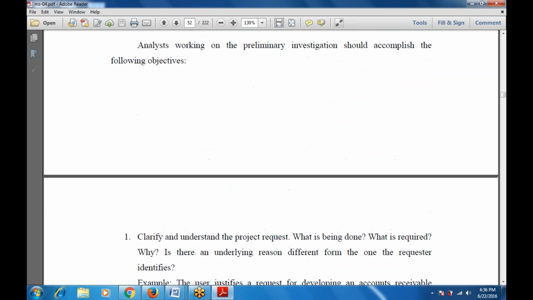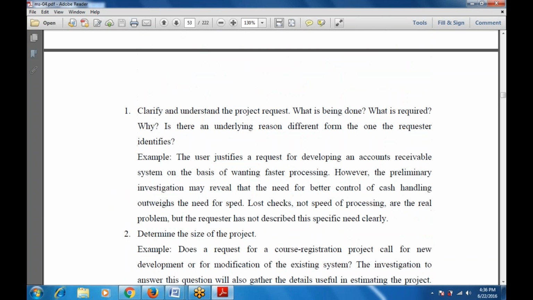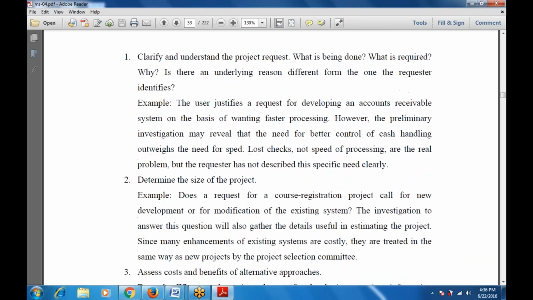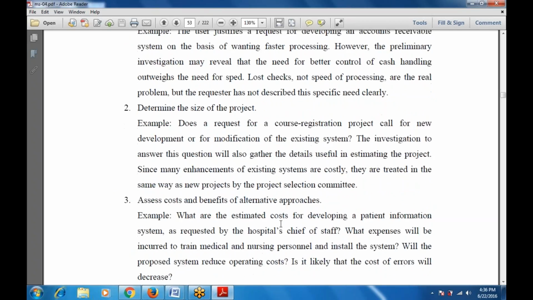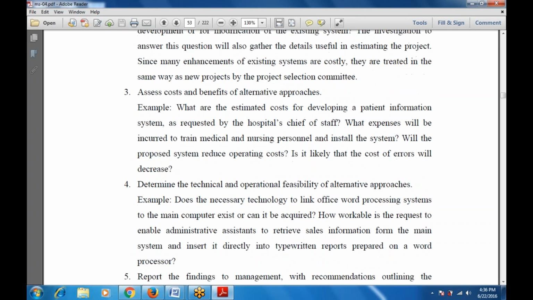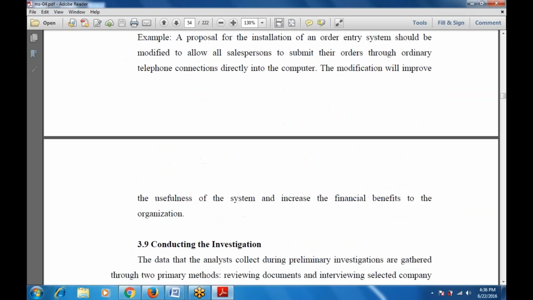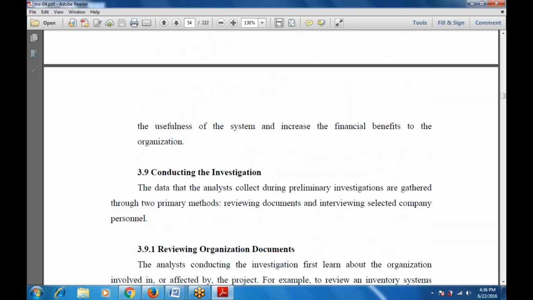Now, these are the various objectives of the investigation. First of all, clarify and understand the project request, then determine the size of the project, then assess the cost and benefit of the alternative approaches, then determine the technical and the operational feasibility, then report the findings to the management.